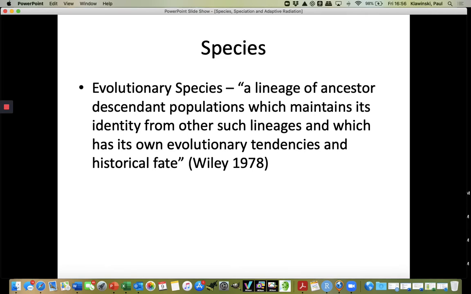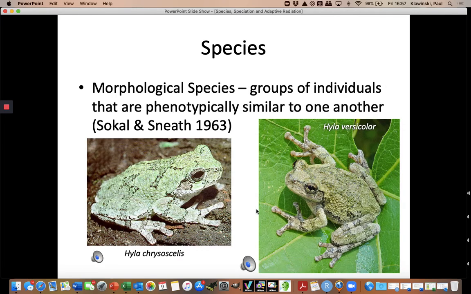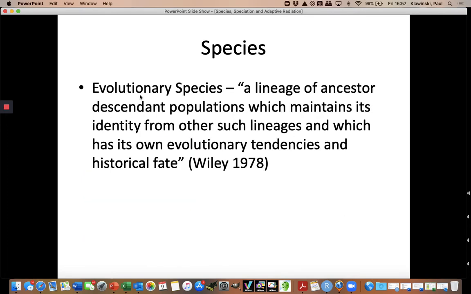So in this case, you might invoke a species concept called the evolutionary species concept, proposed by Wiley in 1978: a lineage of ancestor-descendant populations which maintains its identity from other such lineages and which has its own evolutionary tendencies and historical fate. That would be the case with both of these organisms, because they are separated from one another in terms of gene flow, and as a result you might see them maintaining their own identity and having their own evolutionary tendencies and historical fate.